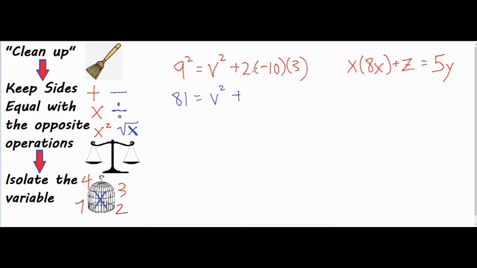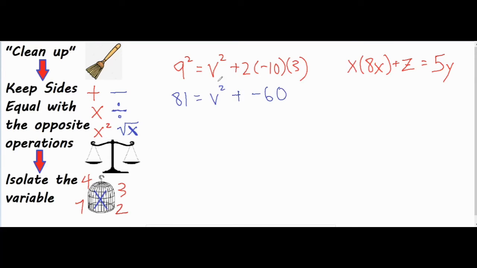And then for these three, I can multiply them out. When you're multiplying multiple numbers, it doesn't matter the order in which you multiply them, so just go ahead and do it. So 2 times negative 10 is negative 20. Negative 20 times 3 is negative 60.